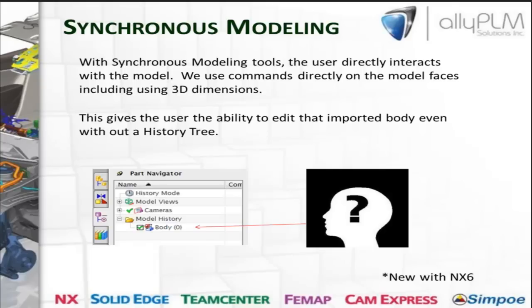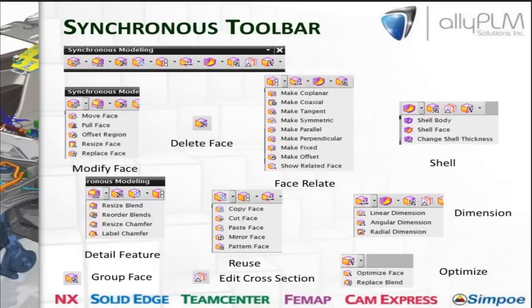So just on the bottom left, I'm sure most of us have seen this before. We import a step file or a neutral format, and we have this body come in, and that's an imported body, and we may even call this, as some people refer to it, a dumb solid, right? Meaning we don't have a history. So how do we make changes to that? And that's where we're going to introduce the synchronous modeling tools.